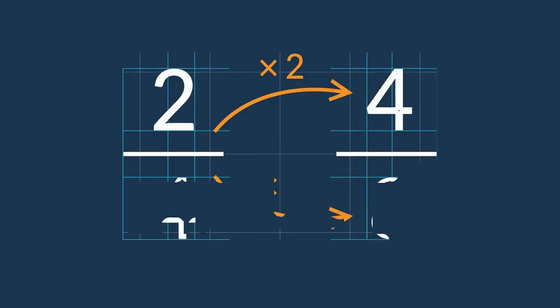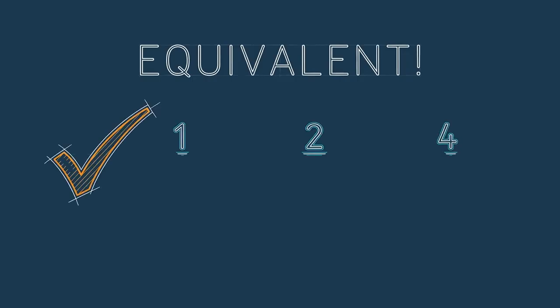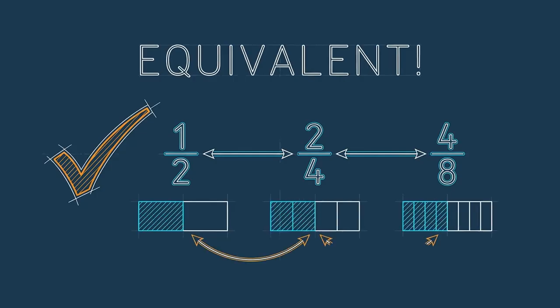Next, start with 2/4. Multiply both numbers by 2 again. On top, 2 times 2 equals 4. On the bottom, 4 times 2 equals 8. Now you have 4/8. Did both numbers change by the same amount each time? Yes! That is why these fractions are equivalent and represent the same value.